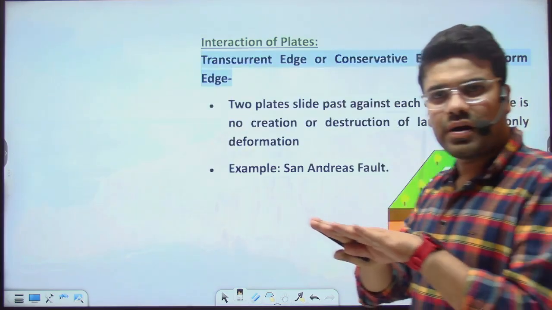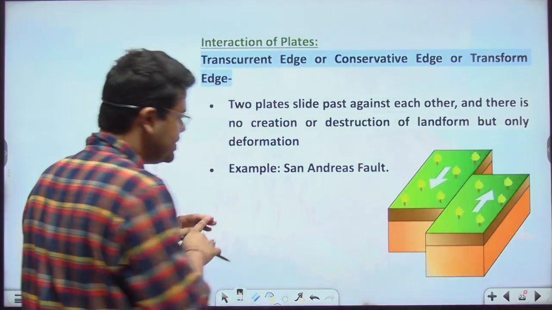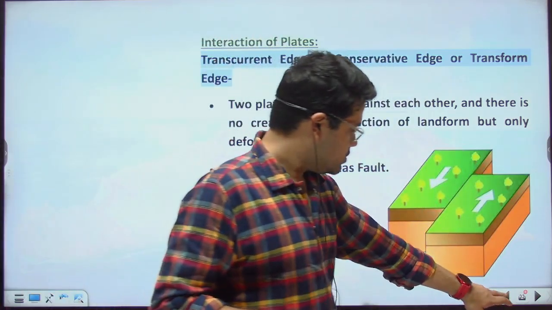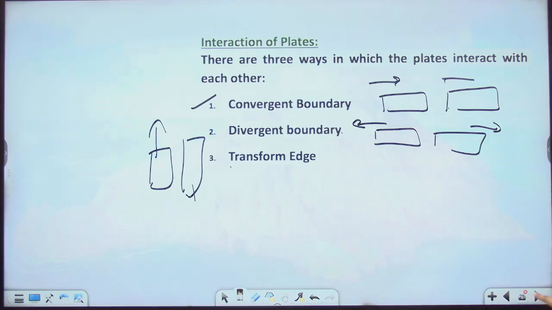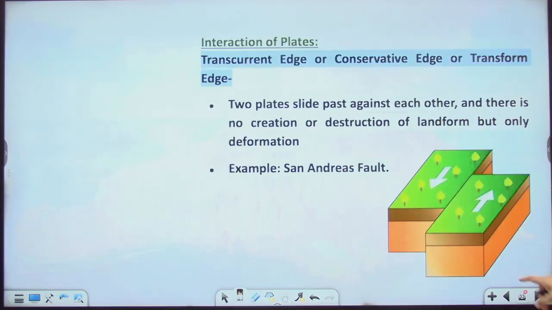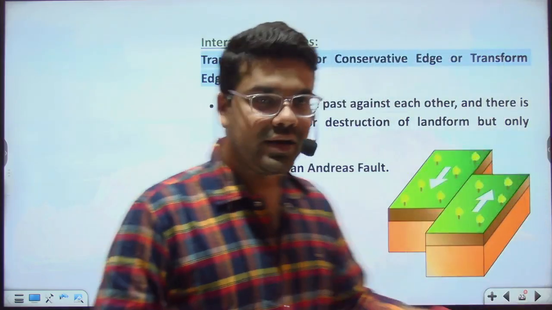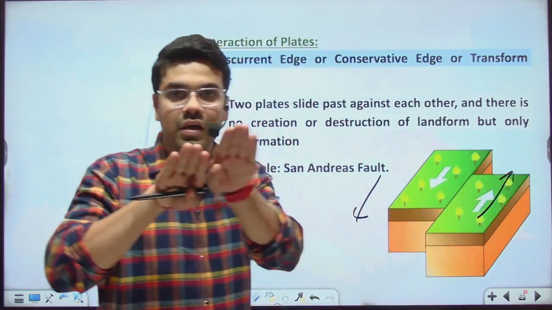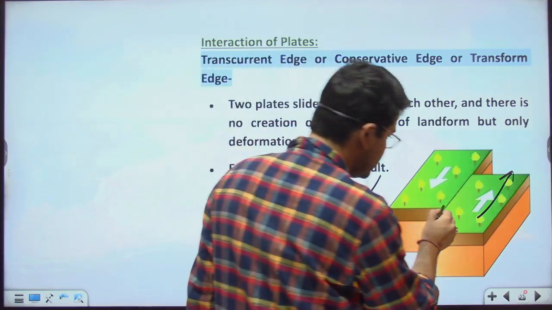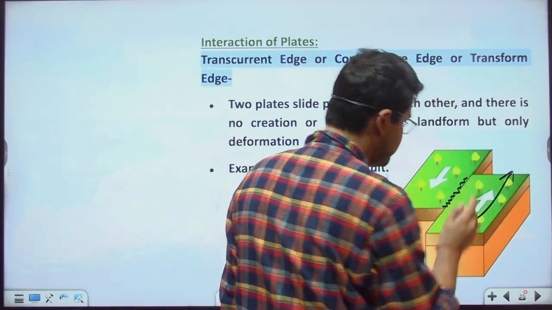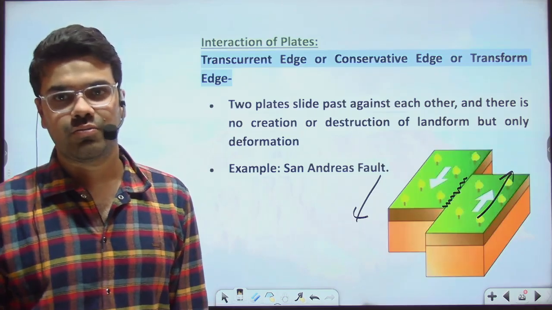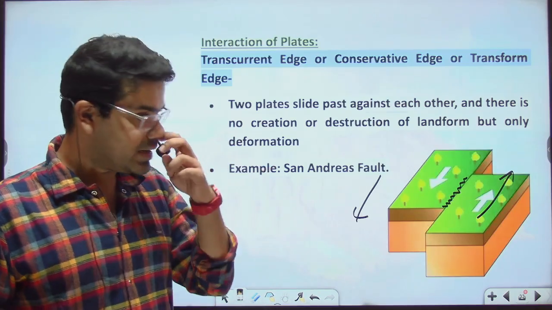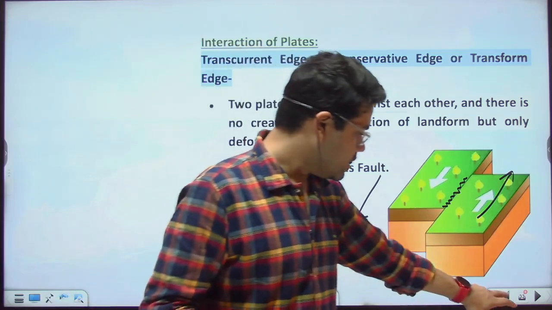And the third part, it is the interaction of the plates. We call it as transform edge boundaries. When you can see the image, one plate is going down and one plate is going up. They both are rubbing against each other. So here, small mountains would be formed. The best example is San Andreas fault. Okay, it is the third case.